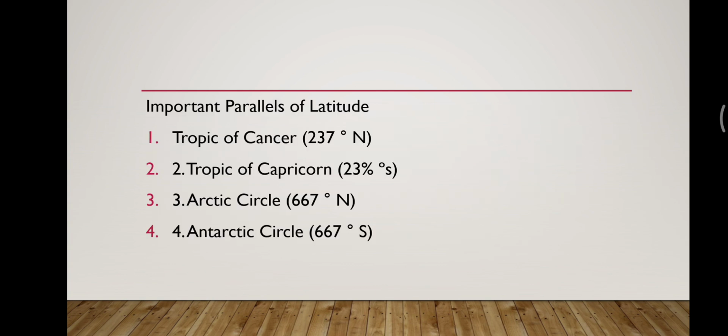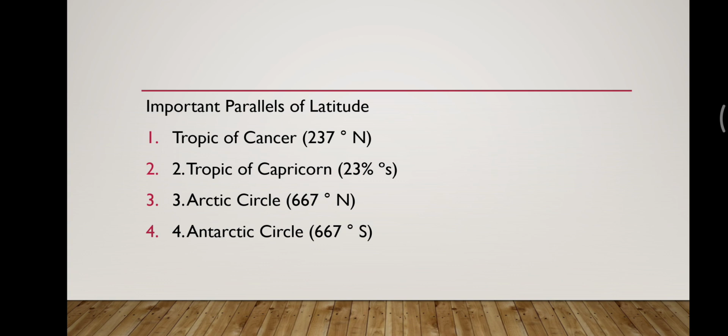Here are some important parallels of latitude. They are the Tropic of Cancer, 23.5 degrees north. The Tropic of Capricorn, 23.5 degrees south. Arctic Circle, 66.5 degrees north, and Antarctic Circle, 66.5 degrees south.